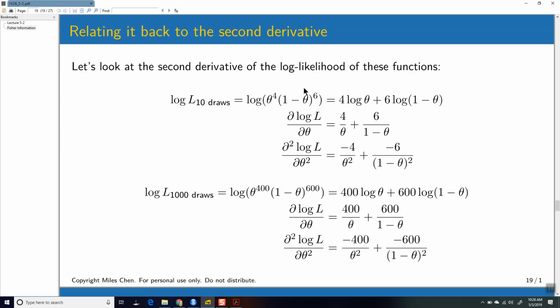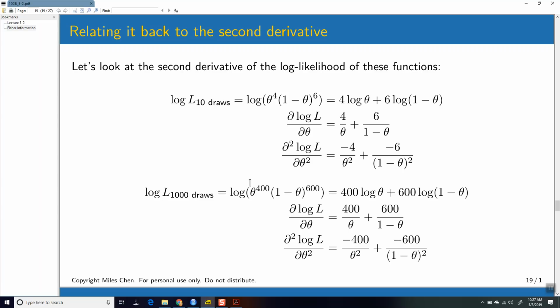To relate this back to the second derivative, let's take the log likelihood function and take its second derivative. Here's my log likelihood. The likelihood is theta to the 4 times 1 minus theta to the 6, so the log of that is 4 log theta plus 6 log of 1 minus theta. If I take the derivative of that, I get this. And then if I take the derivative of that, the second derivative is going to be this.